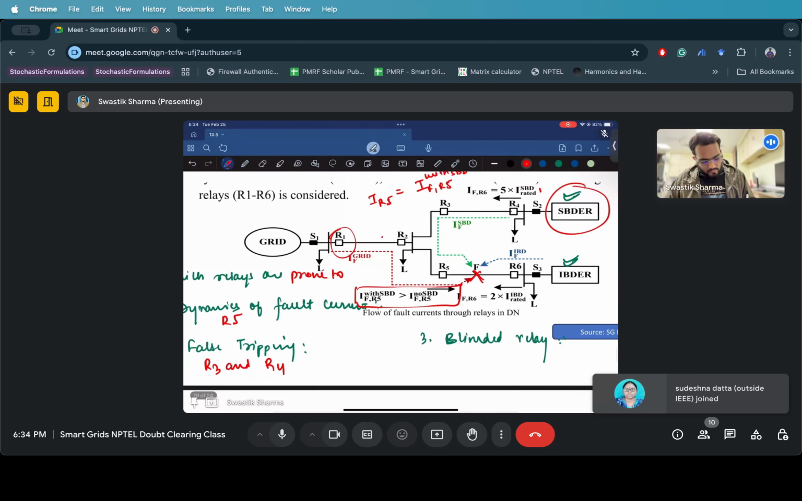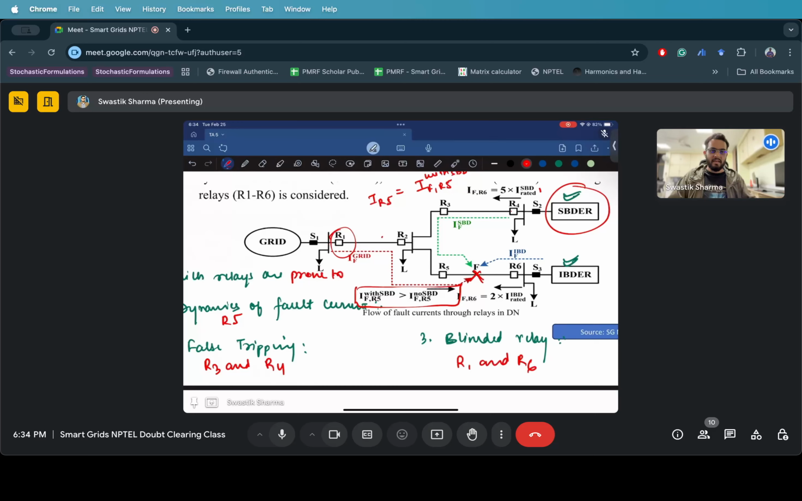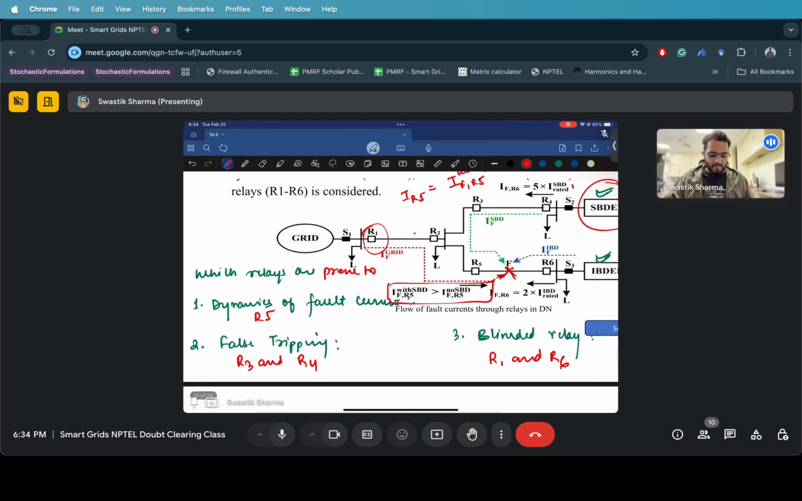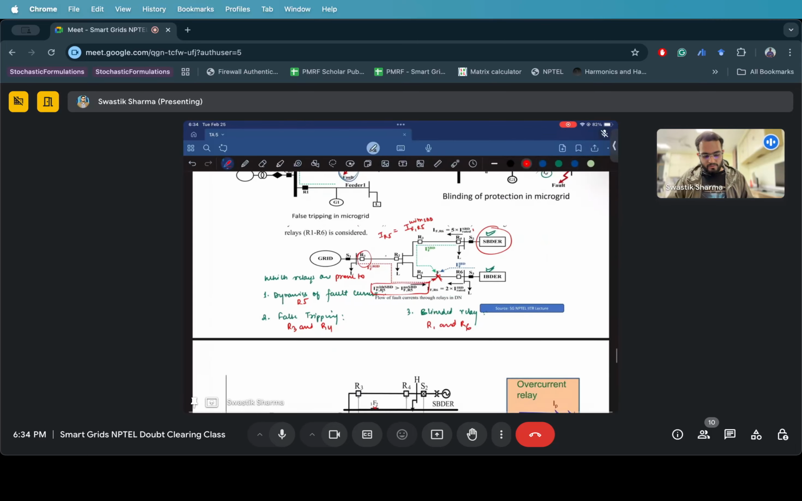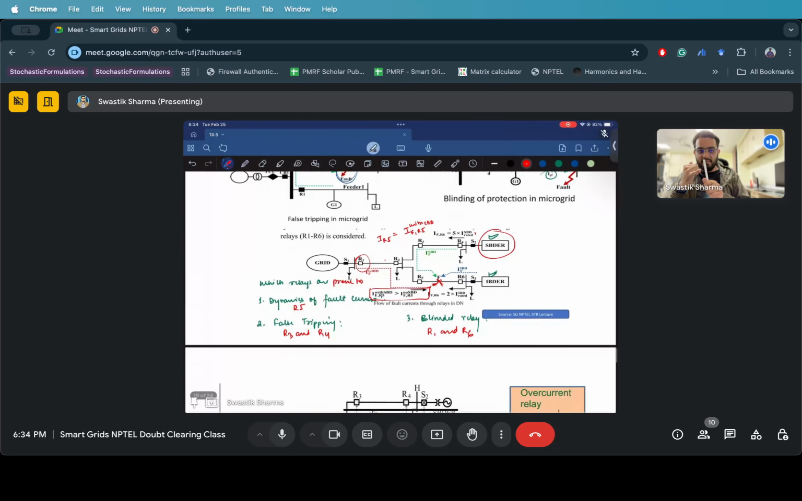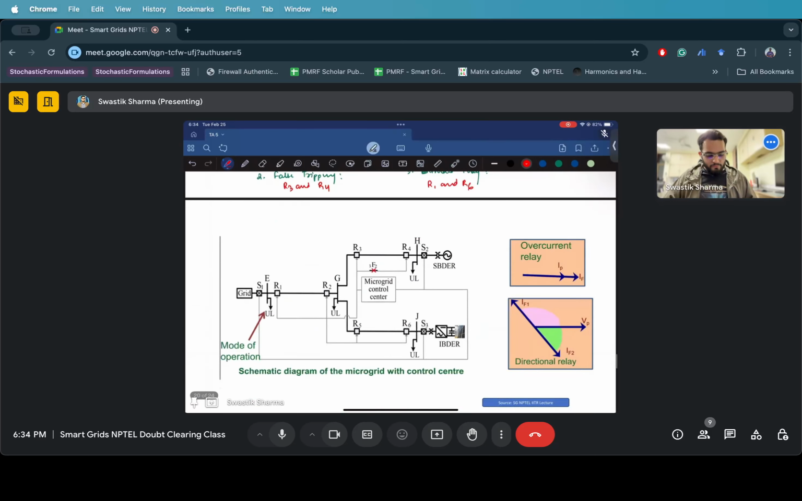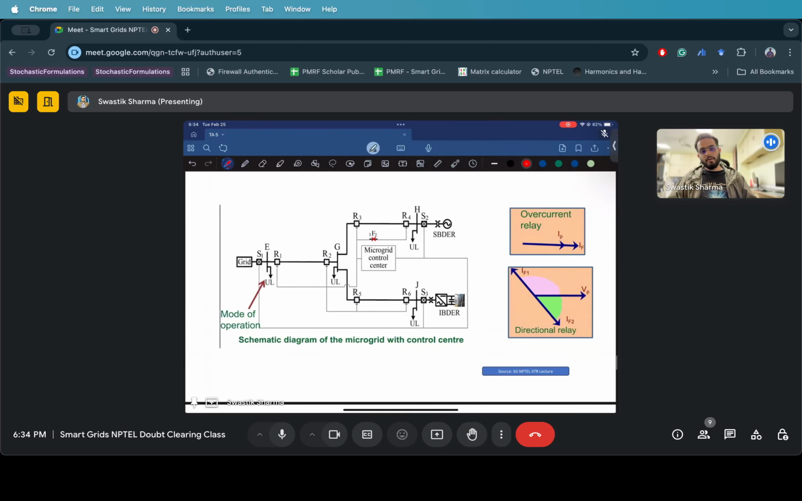So R1 and R6, the one connected directly across the substation and the upstream DRs, are mostly blinded by this relay. So now we know that our relays must be able to sense the direction as well as the magnitude of the current, right? The fault current. So for this, we use a combination of overcurrent relay and directional relay, also called directional overcurrent relay. All the analysis will be discussed in the next week.